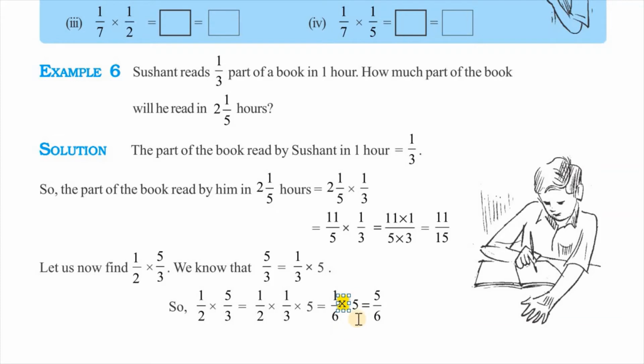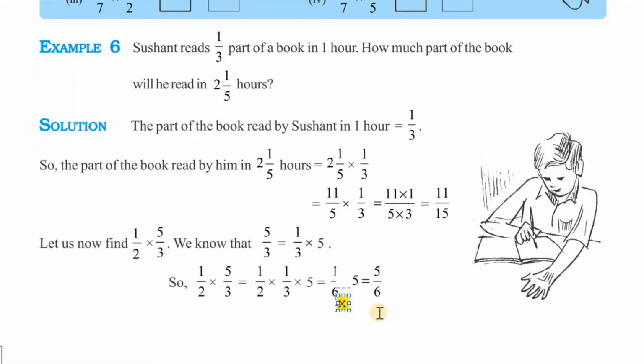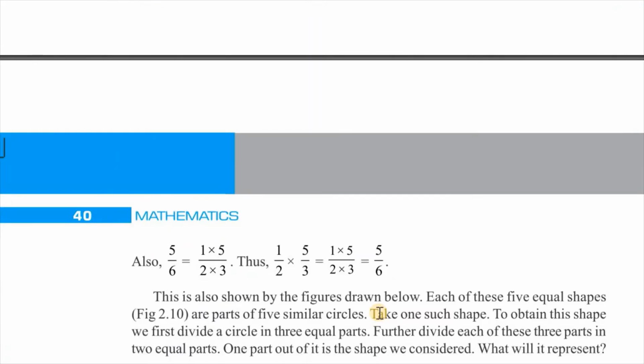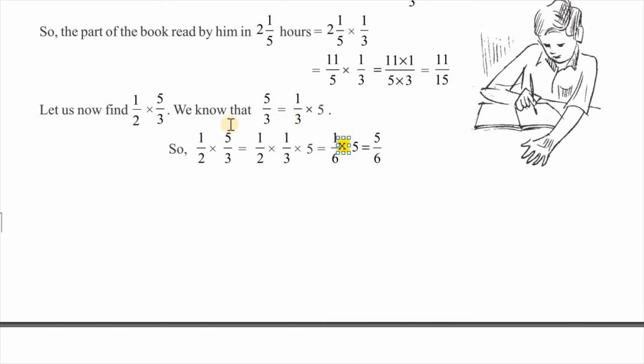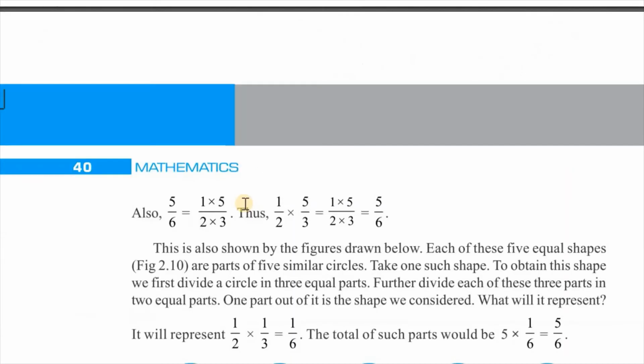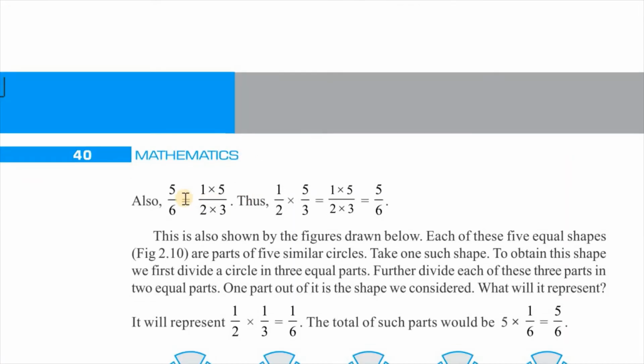1 by 6 into 5 is just the multiplication of a fraction by a whole number, where you have to multiply the whole number with the numerator. So the answer becomes 5 by 6. So instead of us dividing 5 by 3 into 1 by 3 into 5, we could have just multiplied similar to the proper fractions where we multiply the numerators and multiply the denominators as shown here.